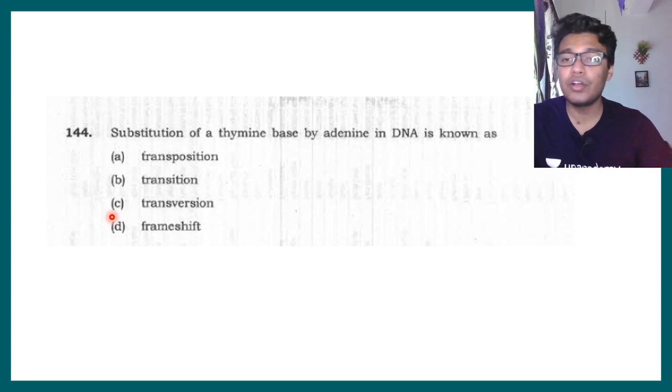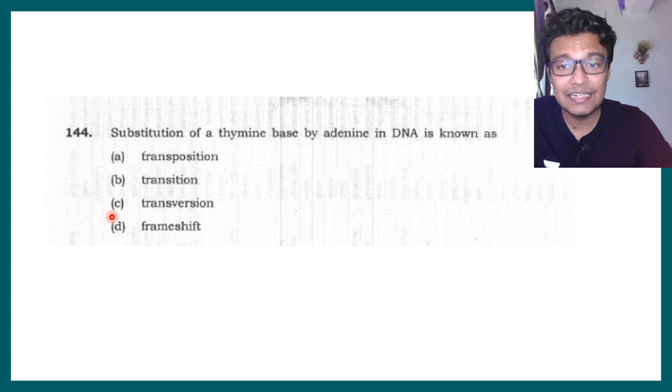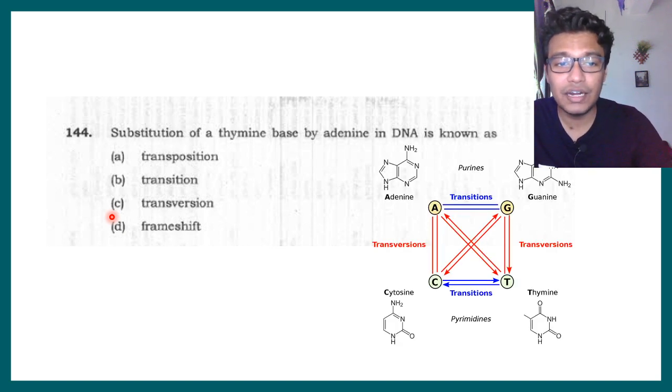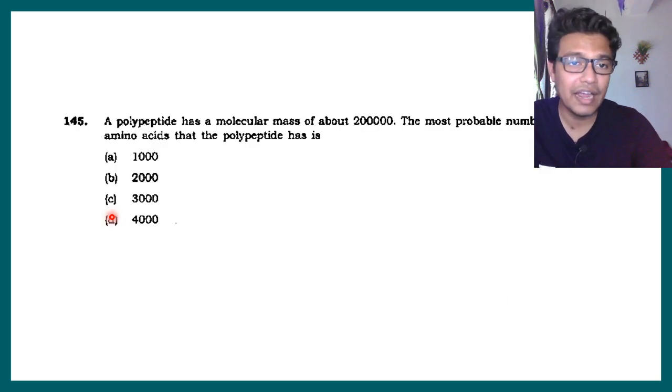Okay, moving on to another question. Substitution of thymine base by adenine in DNA is known as what type of mutation? Transposition, transition, transversion, frameshift. And if you know the correct answer, it would be transversion, right? So these kinds of informative questions they do ask in GATB.